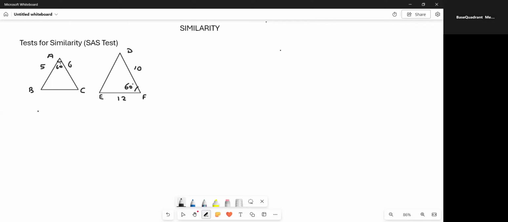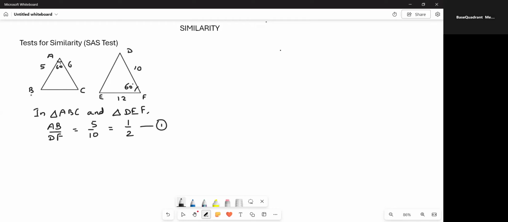Now let's take this example. In triangle ABC and triangle DEF, take the ratios of two sides here. Which two sides will you take? Take the smaller side here and the smaller side here. Smaller side of the first triangle, smaller side of the second triangle, that is 5 and 10. That is AB and DF, right? So take the ratio of the smaller side AB to the smaller side DF. It is 5 upon 10, which you know is 1 upon 2 by cancellation.